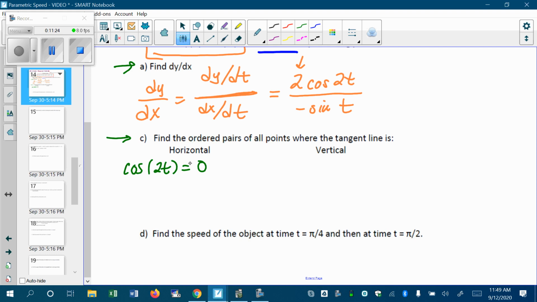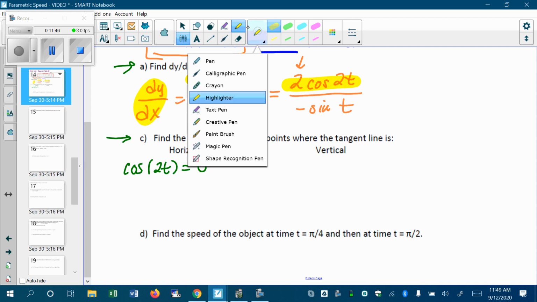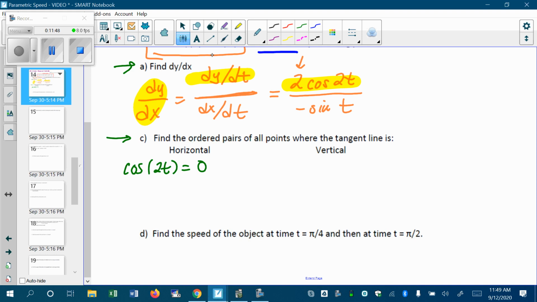Okay, so why is it that I wrote that cosine of 2t has to be 0? Well, if I have a horizontal tangent line, that means my slope, my dy/dx is 0. And if dy/dx is 0, that means that this part has to be 0. The 2 can't be 0. The 2 in the front makes no difference. So it's really the other factor that has to be the 0. So I just need to know where cosine of 2t is 0.